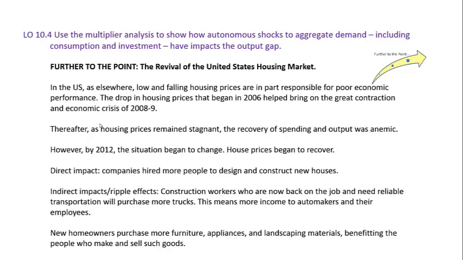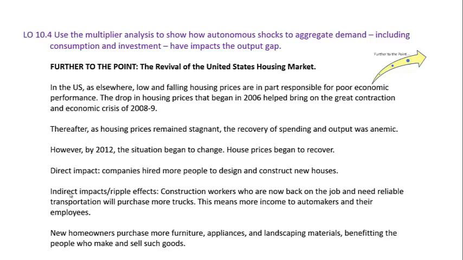Now, one of the direct impacts was that as housing prices began to increase, more houses were built. That meant that companies hired more people to design and construct new houses. So you can see that these people who were designing and constructing new houses had some more money in their pockets. But then we might want to think about the indirect impacts, or sometimes people think of them as ripple effects, as if we are throwing a pebble into a pond and then the pond is having ripples.